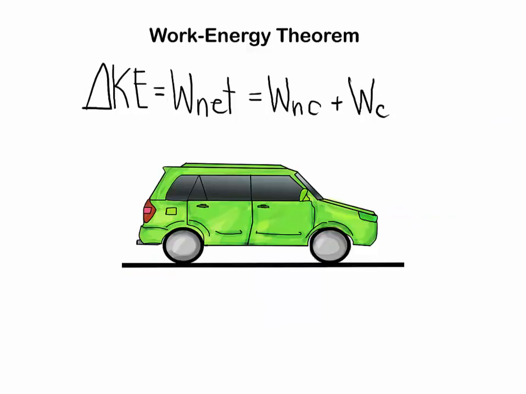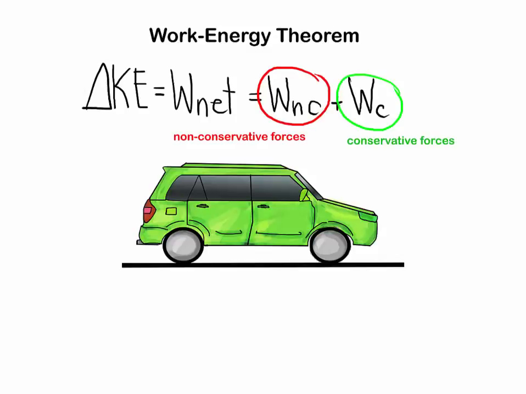So here's our work energy theorem. In this equation, we have non-conservative forces and conservative forces. We actually don't have any conservative forces doing work, so we can set this to 0. A conservative force like gravity doesn't do work in this case because the car is on level ground. And based on our previous assumption about speed being constant, we can set delta K to 0.